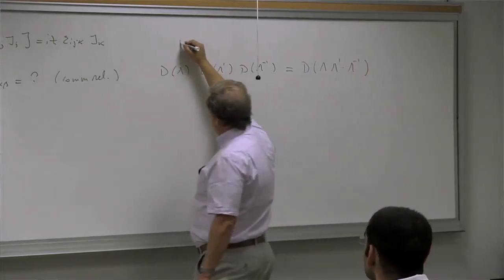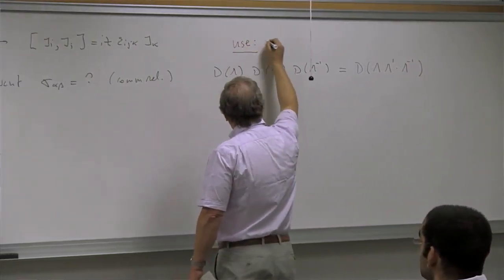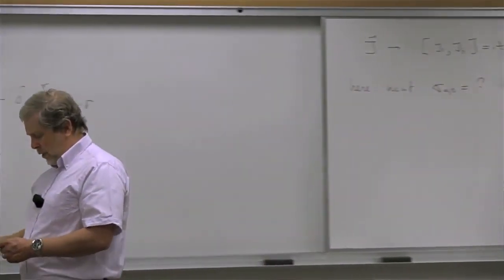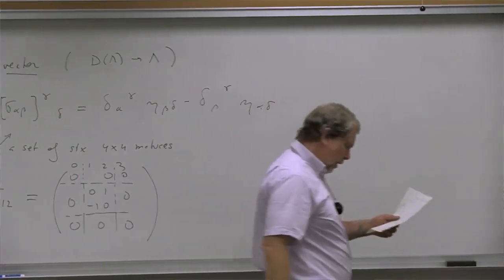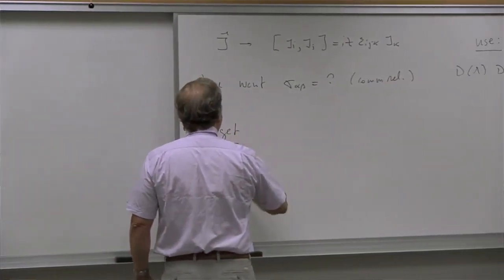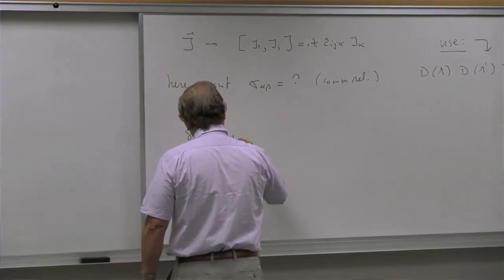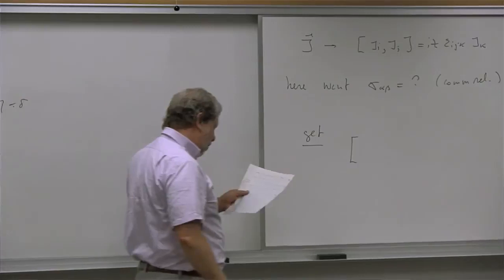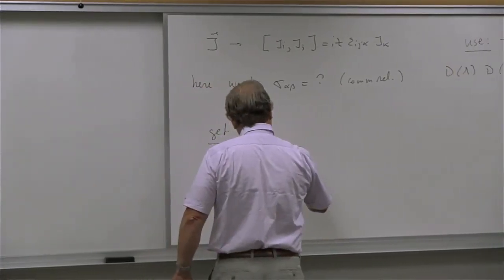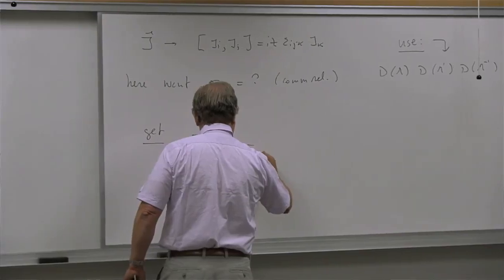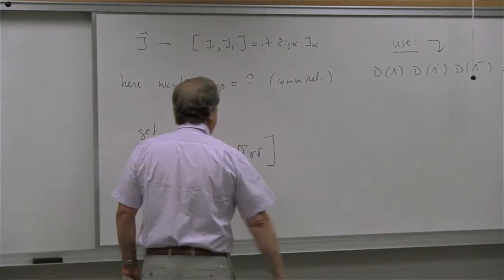So this is what one uses, right? Use this and then do a little bit of algebra, and we won't do that, and just state the result. The result is that we get the analog of that commutation relation. So the analog is that sigma alpha beta commuted with sigma gamma delta.